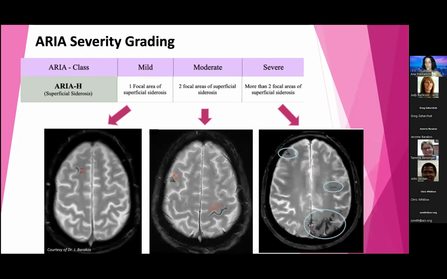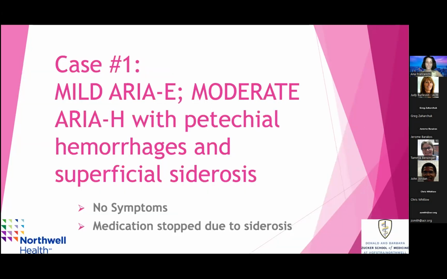And finally, as far as ARIA H superficial siderosis, mild is when we identify one new focal area of superficial siderosis, as on the example on the left. Moderate is 2 focal areas of superficial siderosis, and severe is more than 2 focal areas of superficial siderosis. So with that, we can take a look at our first case.